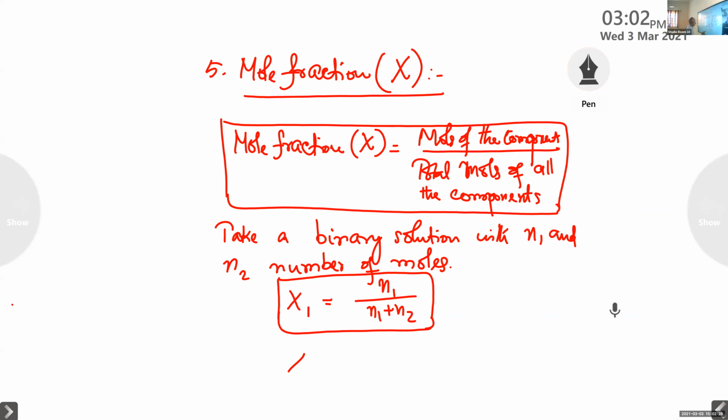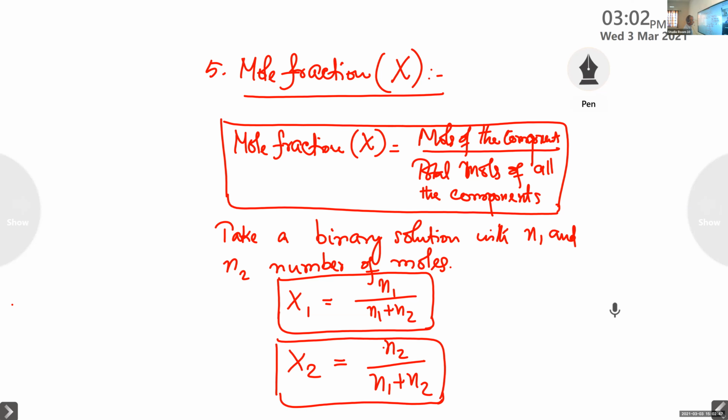Similarly, the mole fraction of component 2, x2, is equal to its number of moles, that is n2 by n1 plus n2. That is the mole fraction of the second component. x2 is equal to n2 by n1 plus n2.